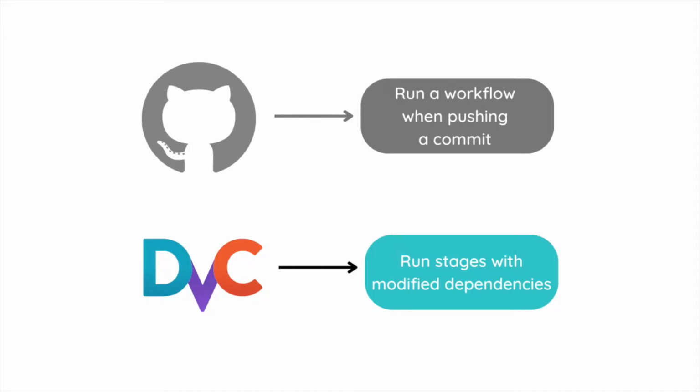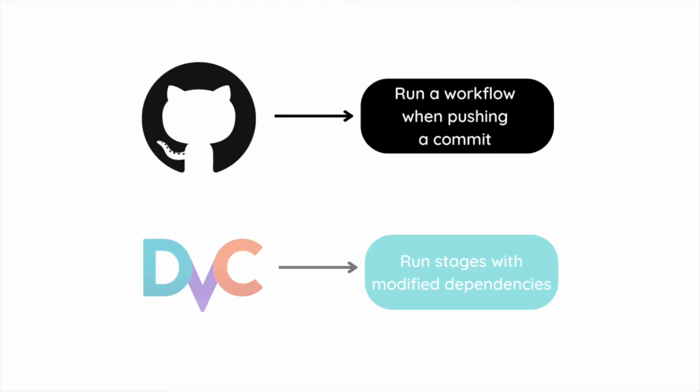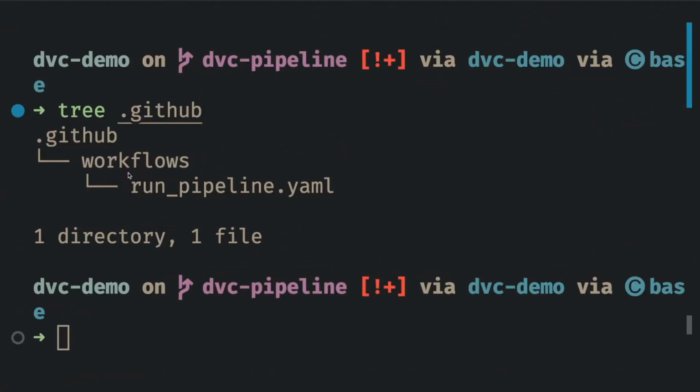In the previous video, you learned how to use DVC pipeline to run modified components of your data pipeline. In this video, you will learn how to use GitHub Actions to automatically run the pipeline when pushing a commit with GitHub Actions. In your current directory, create a file called runpipeline.yaml under the directory workflows under the directory .github.